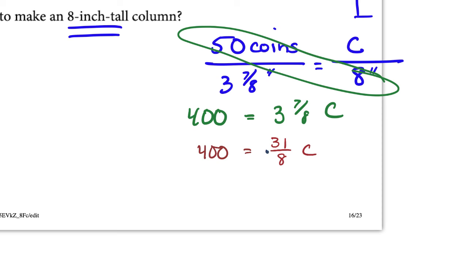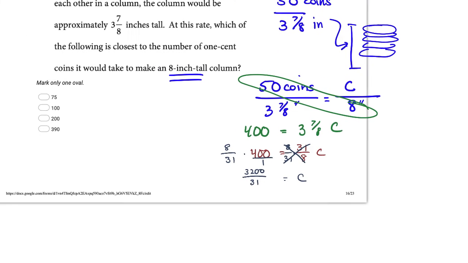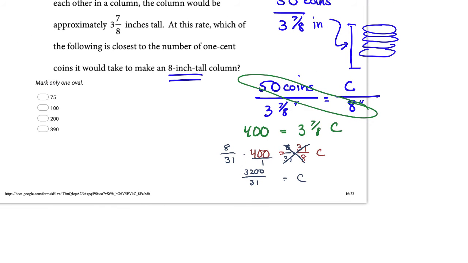And now that it's that, I can multiply by the reciprocal on both sides. On the right-hand side, they cancel out, giving me just C. On the left-hand side, 8 times 400, that's 3,200 divided by 31. Think of that as being over 1. You just do top times top and bottom times bottom. And so now we just have to either get out a calculator to figure that out or do it in our head kind of.